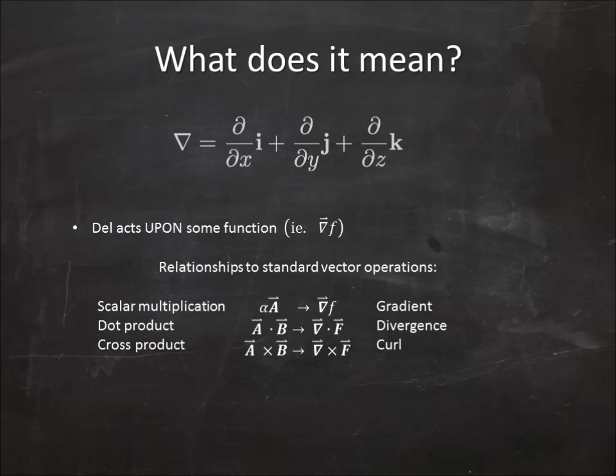For instance, a vector can be multiplied by a scalar to obtain another vector, and similarly, the del operator can act on a scalar function to obtain a vector. Of course, two vectors can be dotted together to obtain a scalar, or in the case of cross product, we obtain a vector by crossing two vectors. In the next several slides, I'm going to talk about these operations and some of their applications.